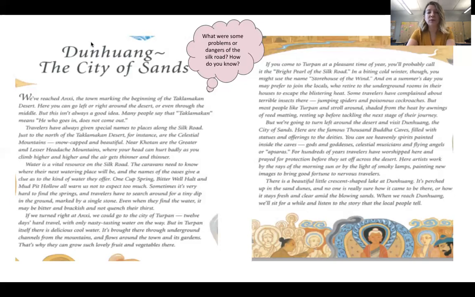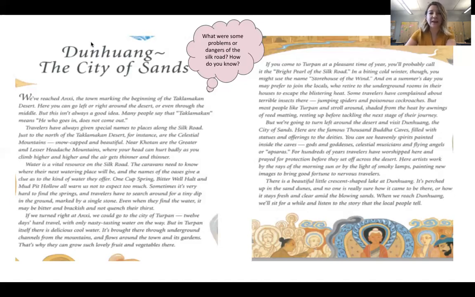There is a beautiful little crescent-shaped lake at Dunhuang. It is perched up in the sand dunes, and no one is really sure how it came to be there or how it stays fresh and clear amid the blowing sands. When we reach Dunhuang, we sit for a while and listen to the story that the local people tell.